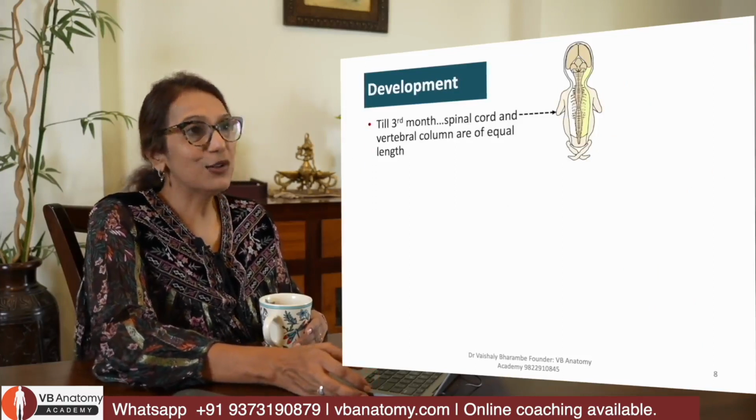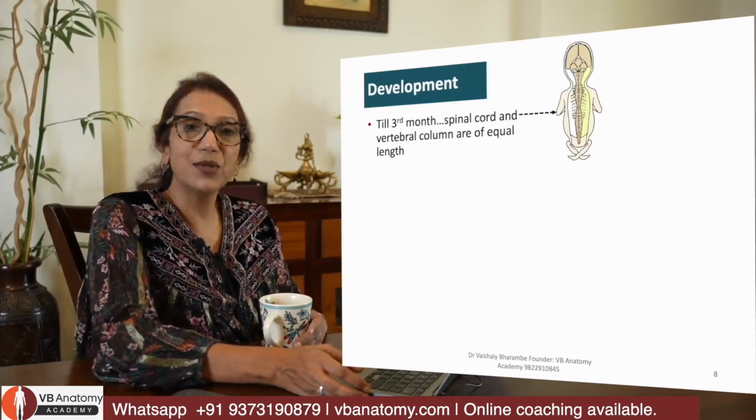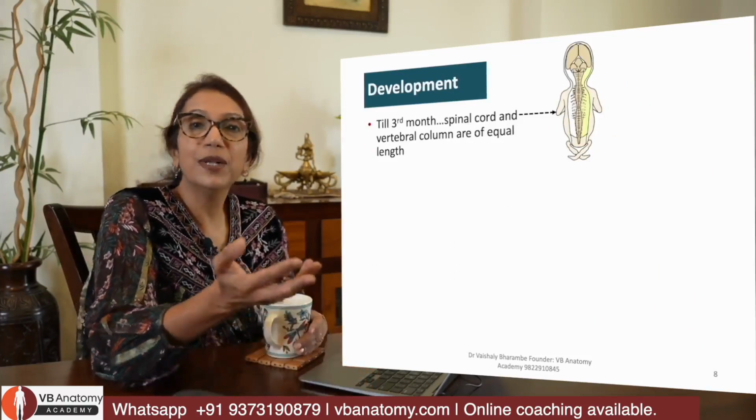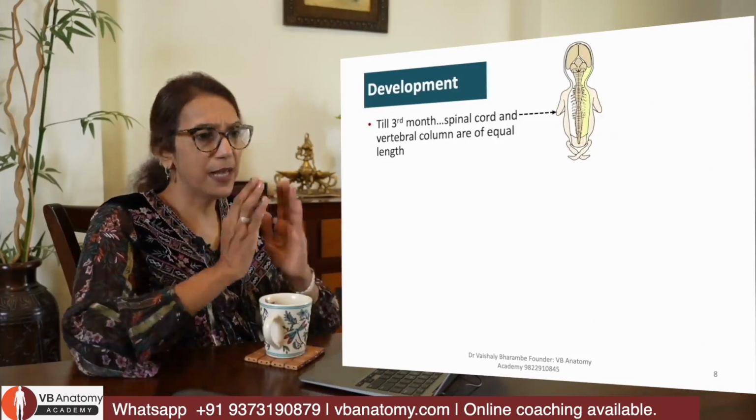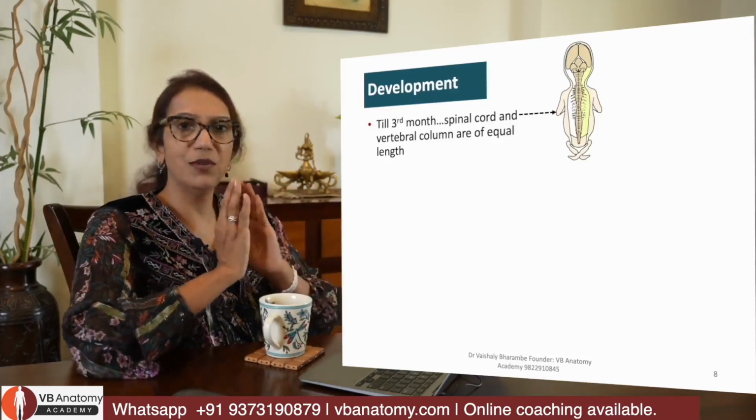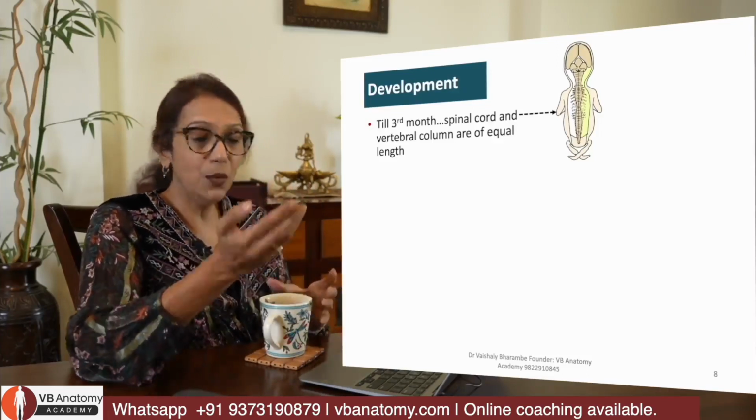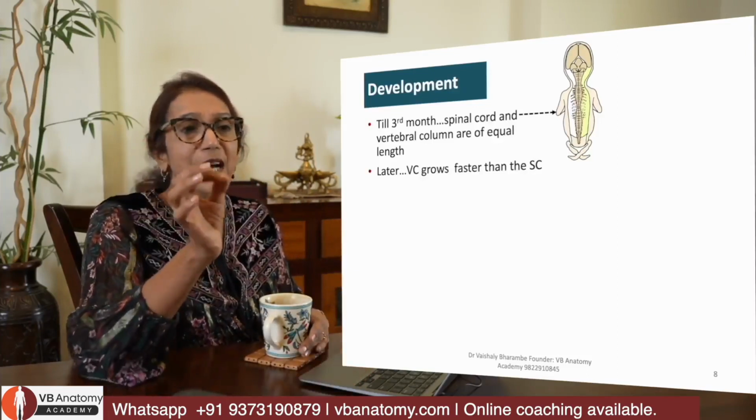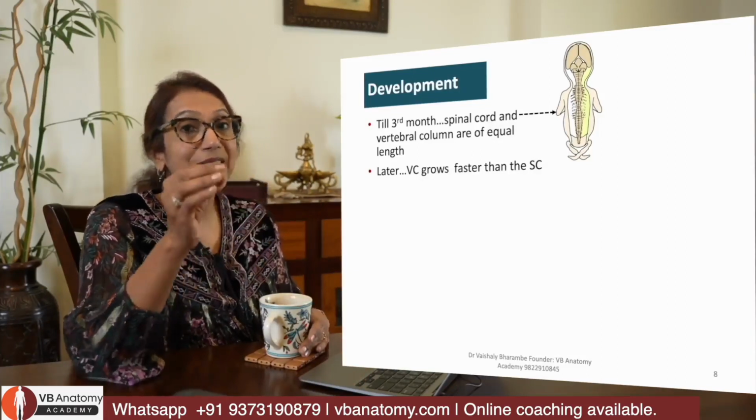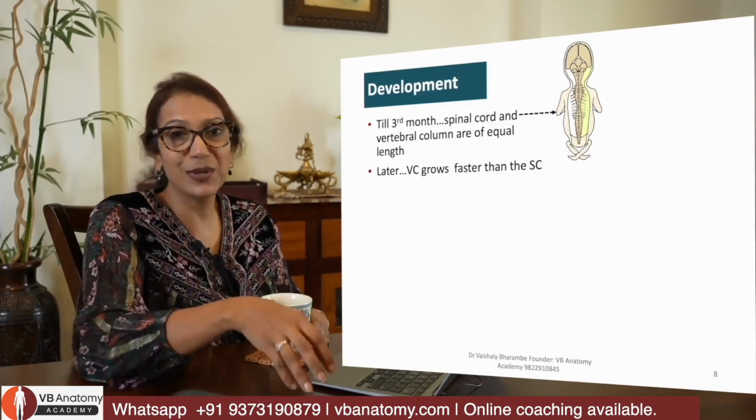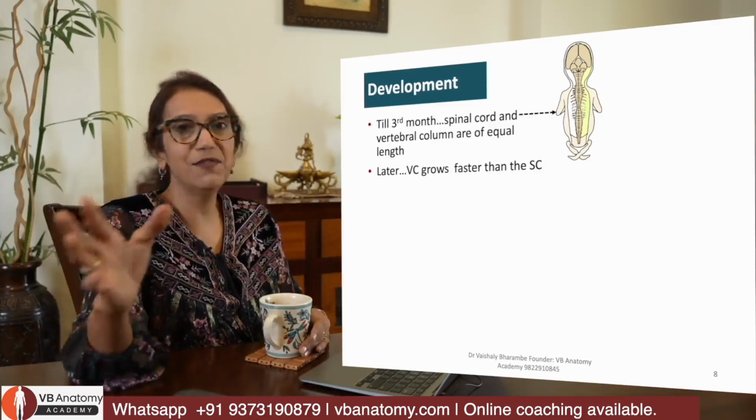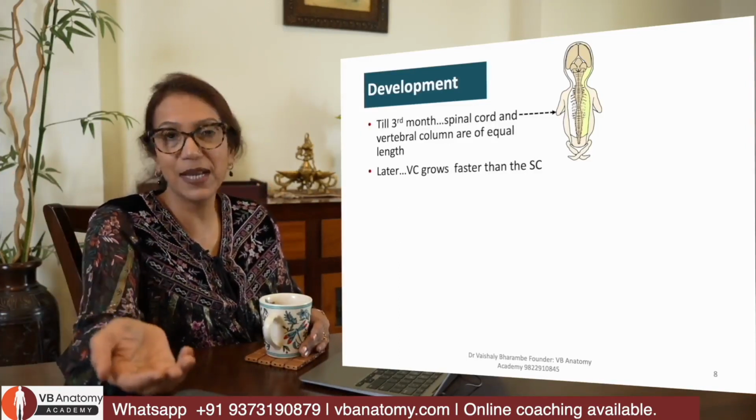Right. So let's talk about that time when the baby was developing and when the length of the spinal cord was equal to that of the vertebral column. The spinal cord was developing and the vertebral column was developing around it. But now what happens is that the vertebral column goes faster. The typical rabbit and the tortoise story. The vertebral column is the rabbit. It's going very fast, growing much faster than the spinal cord.